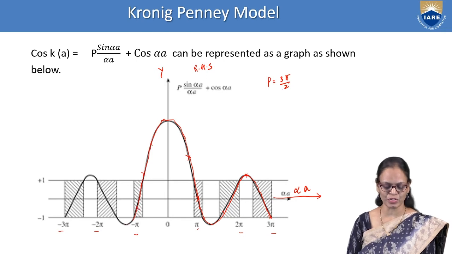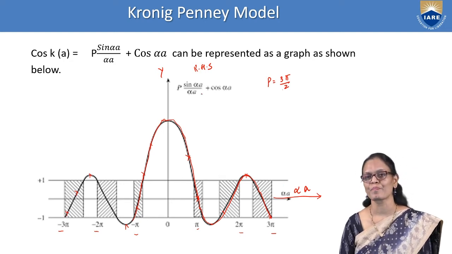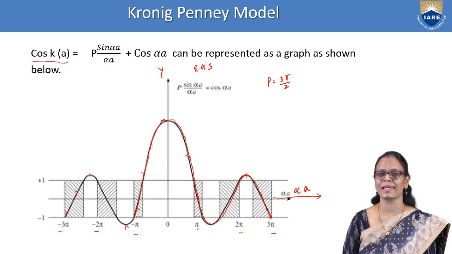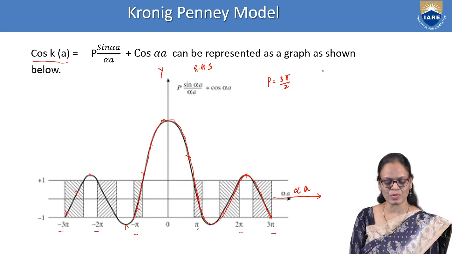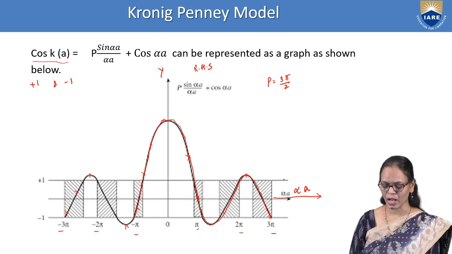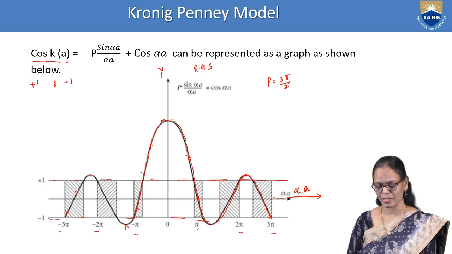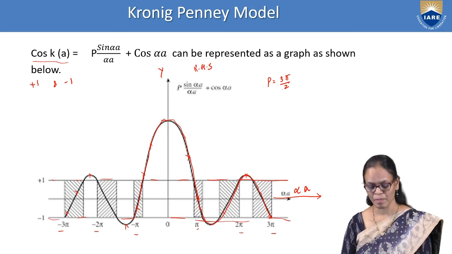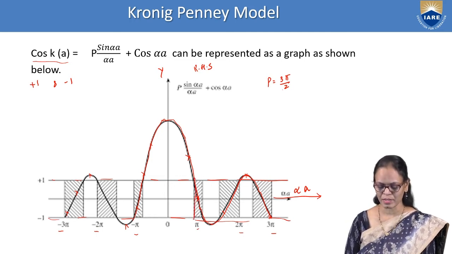And on the negative side, when you join all the points, this is how you are plotting x versus y. Now what we need to understand here is that there is a limitation for cos Ka. Cos Ka can take values only between +1 and -1. So for +1 and -1, I have drawn a line. This is for +1 and this is for -1. Because there is a limitation, only the regions between +1 and -1 are allowed.